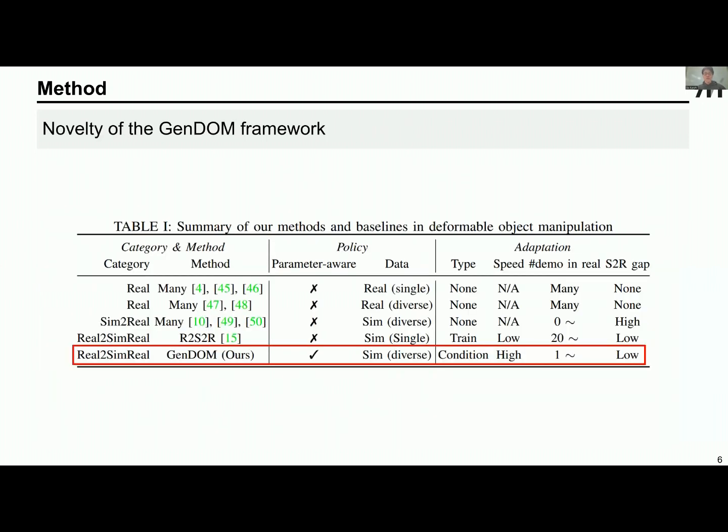Let me summarize the GenDOM framework once again. In a broad sense, it can be considered as a real-to-sim approach where we condition the pre-trained model in the simulation with parameters obtained from real-to-sim. With this framework, the gradient-based parameter estimation enables fast parameter optimization from a small number of real demonstrations. By directly conditioning on these parameters, it can perform parameter-aware manipulation of objects.